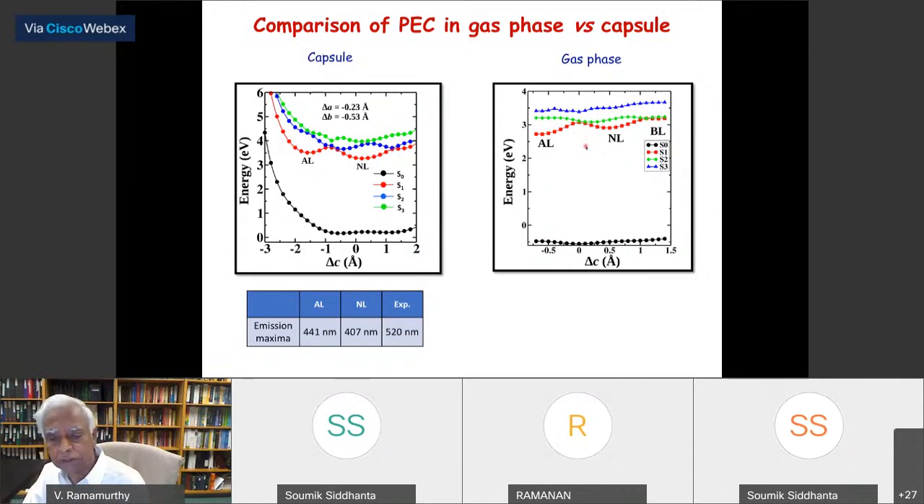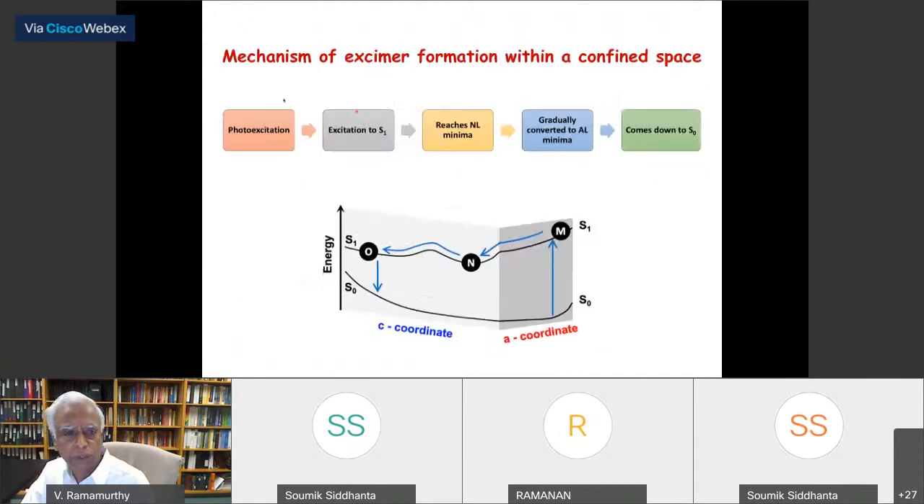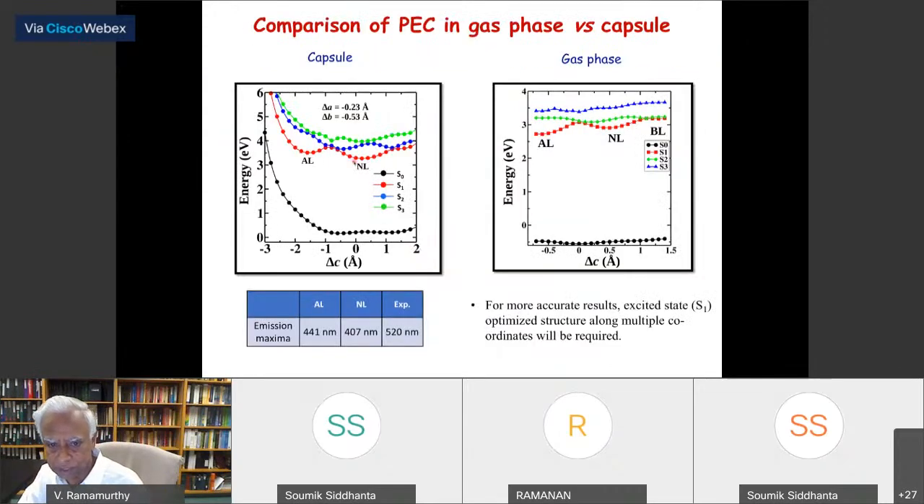Okay. Now, at the end of all this, what we think is happening is we excite the molecule, and then it goes up to the first excited state, or if it goes to second or third, it will come down to the first. And then as you see here, this is the same picture that we had from the time resolved studies. Now it goes over the barrier, comes to one stop, and then it goes over the second barrier, goes to the final stop. From there, it emits.